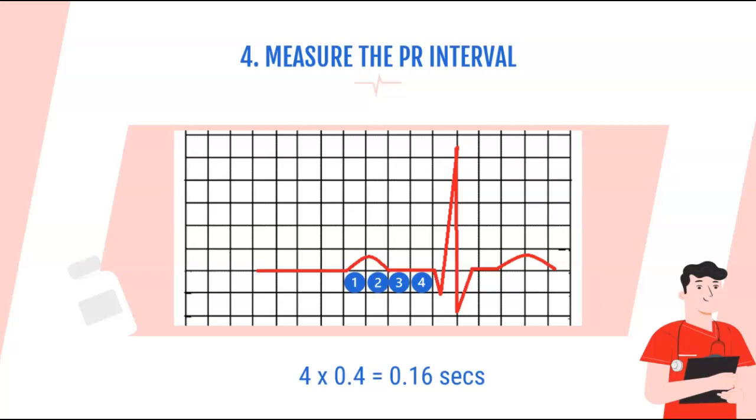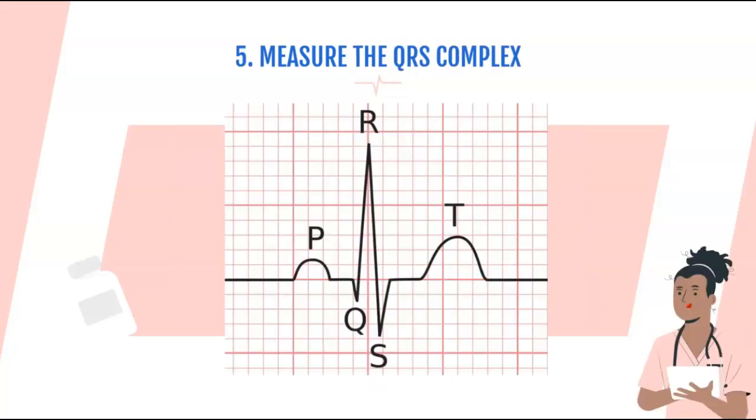In this example, the PR interval is 4 small squares. Multiplying that by 0.04 seconds gives you a PR interval of 0.16 seconds, which is within normal limits. Step 5 is measuring the QRS complex.